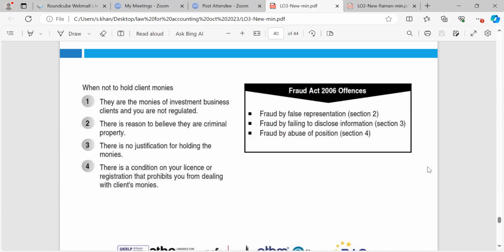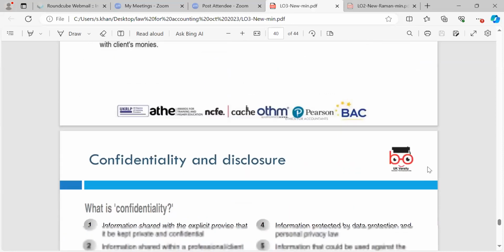When not to hold clients' money: when there are monies of investment business clients and you are not regulated; when there's reason to believe they are criminal property, like Violetta said earlier, money laundering or drugs money or anything like that; when there's no justification for holding the money; and when there's a condition on your license or registration that prohibits you from dealing with clients' money.